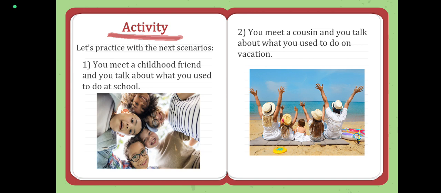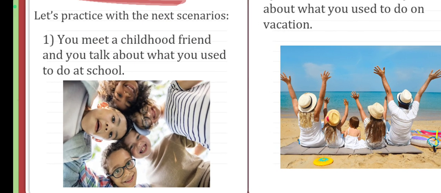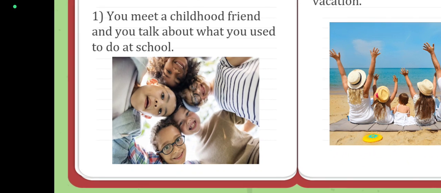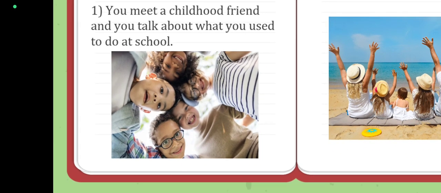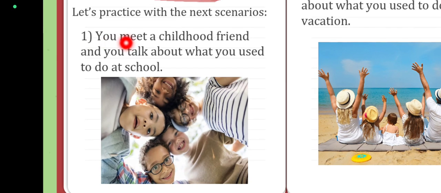So here we have a role play. We are going to practice with these scenarios. Here we have scenario number 1, and we choose 2 students for this activity. You need to think that you are in this scenario. You meet a childhood friend and you talk about what you used to do at school. I'm going to choose 2 students for this activity. They meet a childhood friend and talk about what they used to do at school.